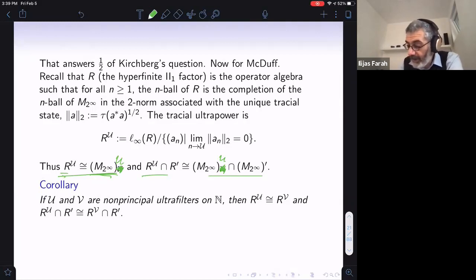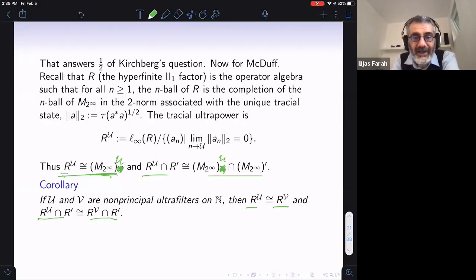So the corollary is that if you have non-principal ultrafilters on N, then the threshold ultrapowers of R are isomorphic, and so are the relative commutants. So this answers half of MacDuff's question as well. And I could move on, but I just want to say something interesting is happening here.